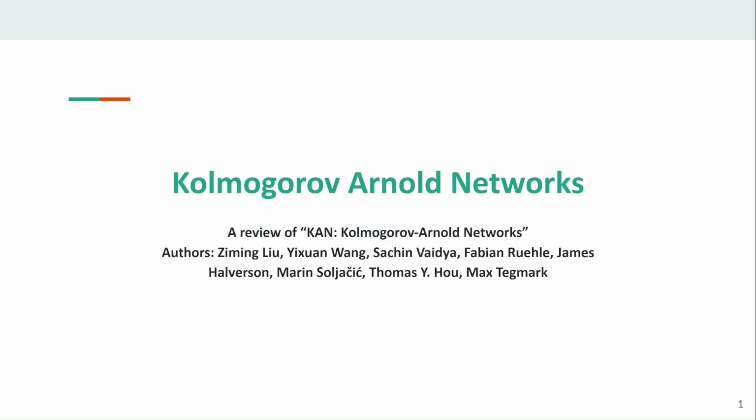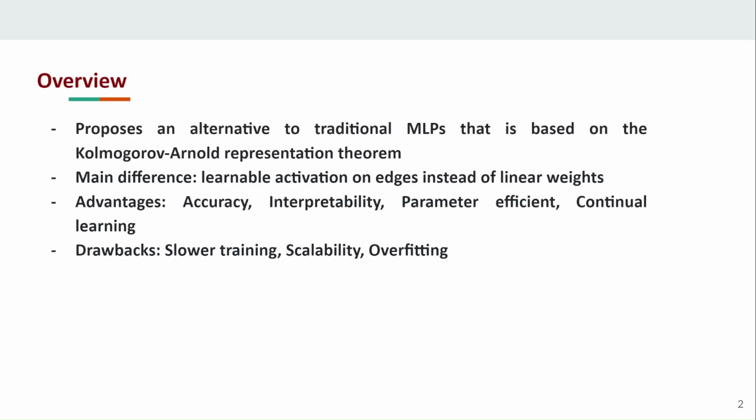So this is a review of the paper Kolmogorov Arnold Networks. This was published towards the end of May 2024. The paper proposes an alternative to traditional multi-layer perceptrons, which is based on the Kolmogorov Arnold representation theorem. The main difference being learnable activation on edges instead of linear weights. So the nonlinearity is learnable here instead of being fixed activation functions in MLPs.